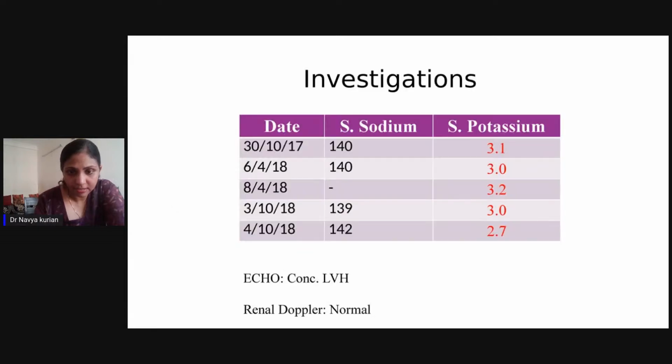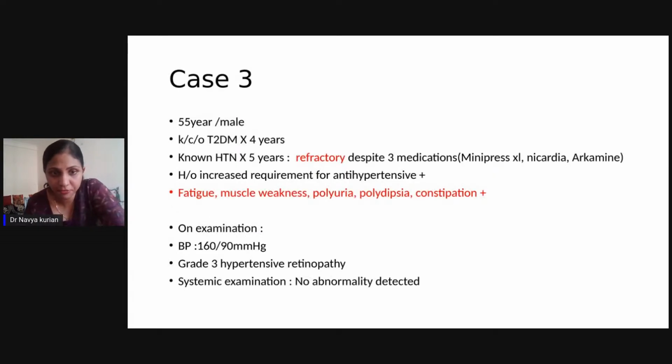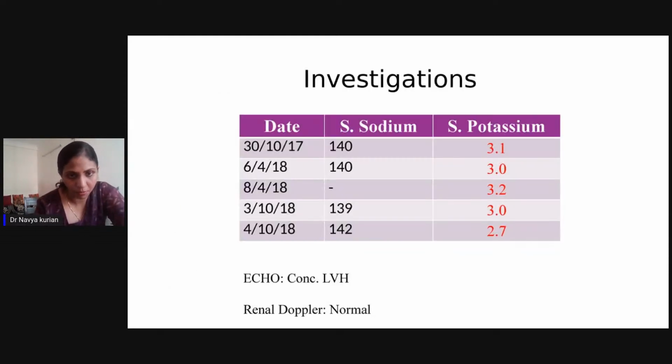Now coming to the next case. This case is of a 55-year-old male. He was diabetic for the last 4 years and hypertensive for the last 5 years. His hypertension was refractory despite optimally using 3 medications, and he was having increased requirement for antihypertensives for the past 3 months. On leading questioning, he revealed that he is having fatigue, muscle weakness, polyuria, polydipsia, and constipation. On examination, he was hypertensive and he had grade 3 hypertensive retinopathy, and his systemic examination was normal.